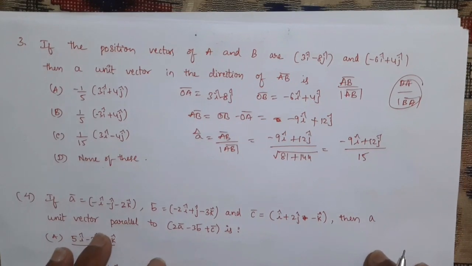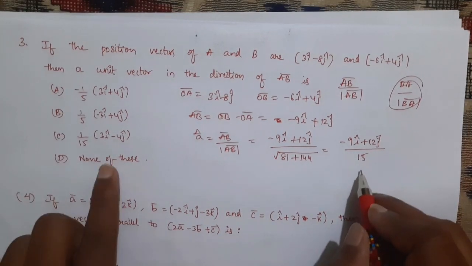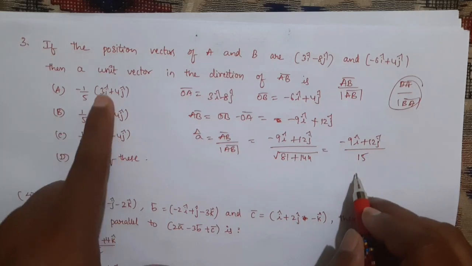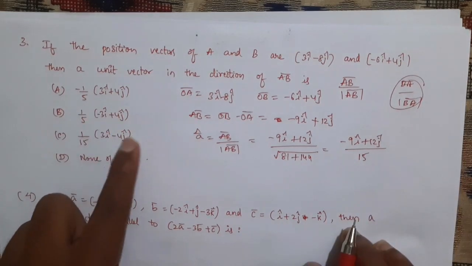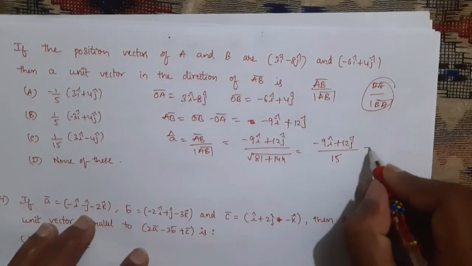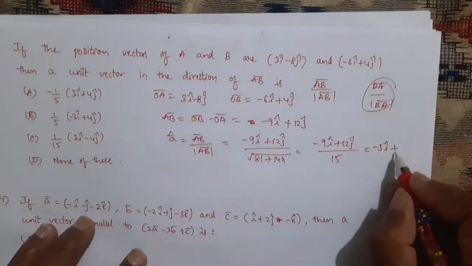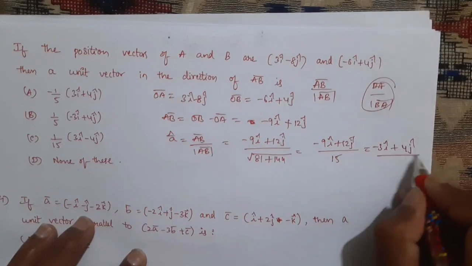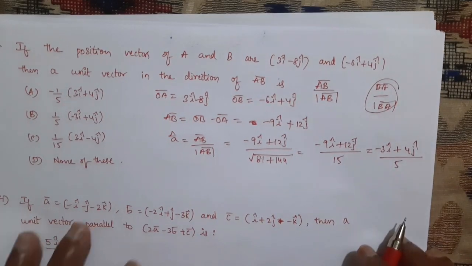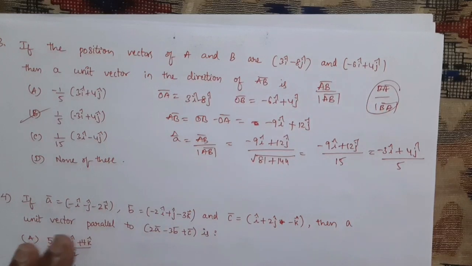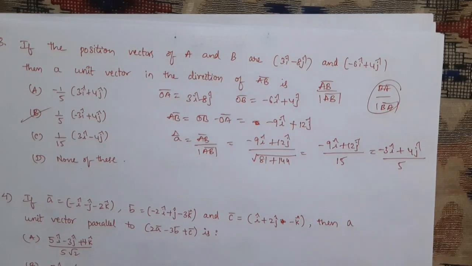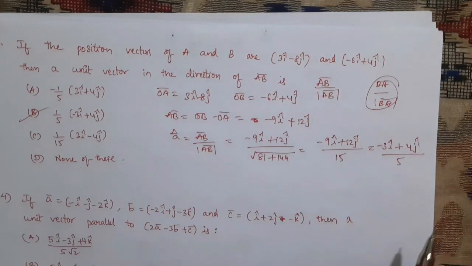Right now, but this is not there in options. Why? Because all are in terms of 3 i cap, 4 j cap. That means if you take 3 common, it will become minus 3 i cap plus 4 j cap divided by 5. So if you observe the options, it will be option B. Very simple. Unit vector in the direction, this is how we should do it.